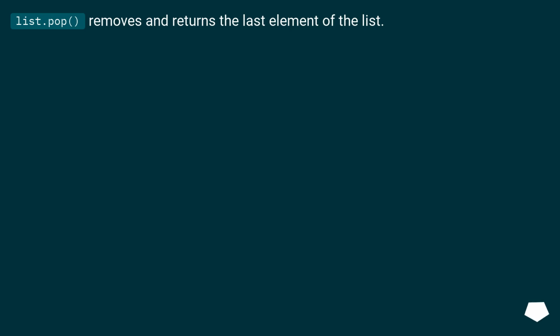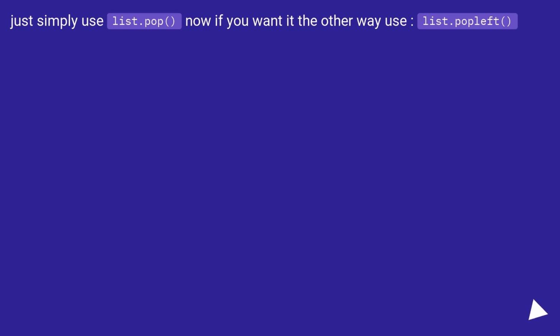list.pop removes and returns the last element of the list. Just simply use list.pop now. If you want it the other way, use list.popleft.